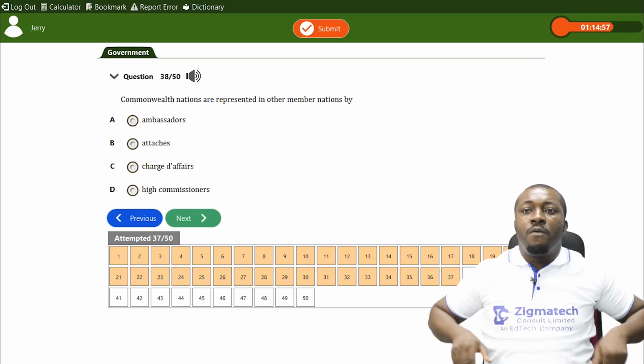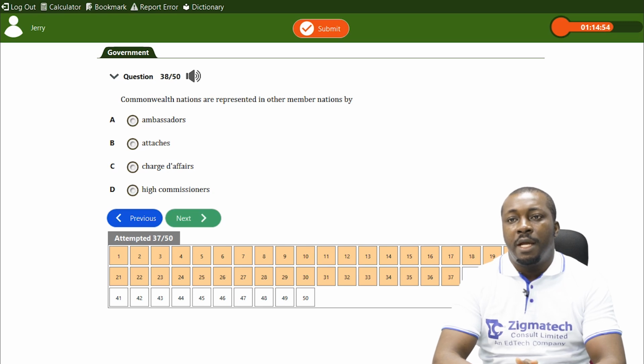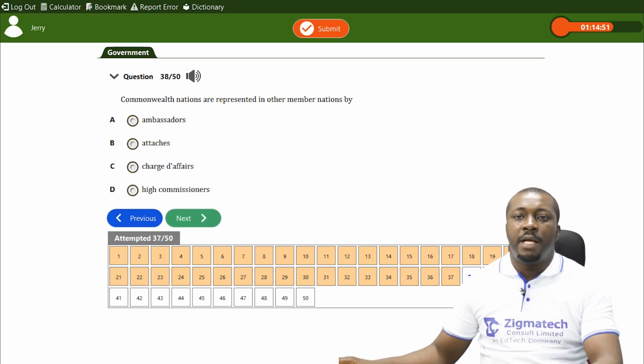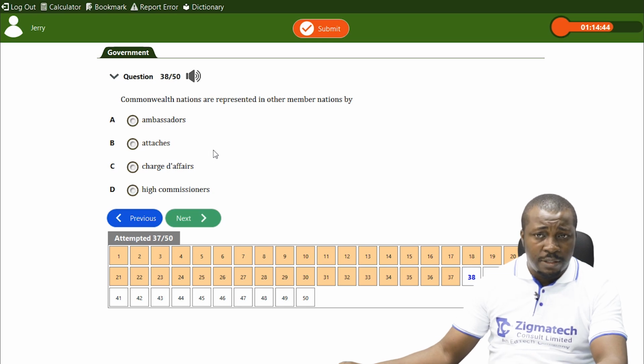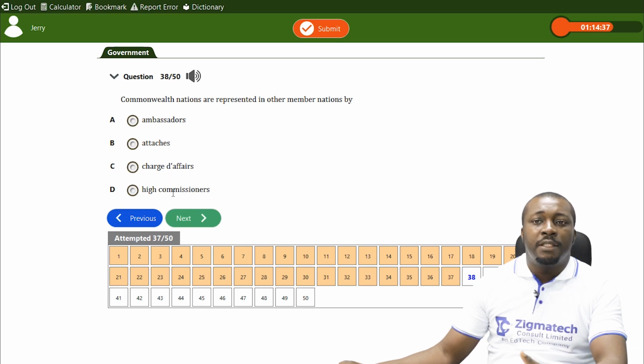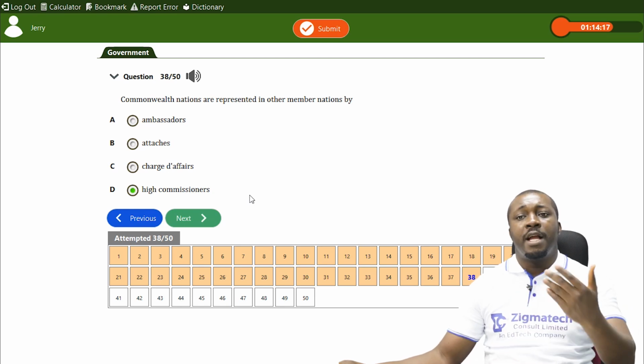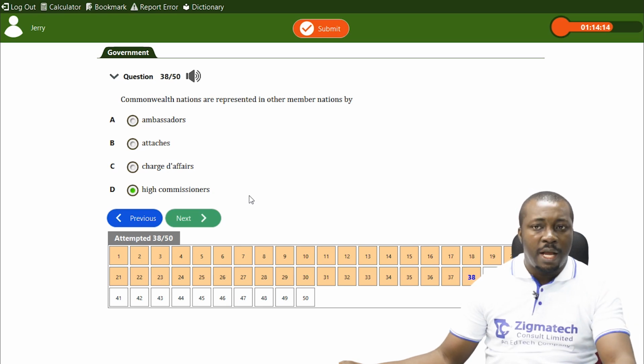Question 38. Commonwealth nations are represented in other member nations by, A says ambassadors. Now, ambassadors, you see them when you talk about United Nations member countries. It's high commissioners. That is why in Nigeria, you talk about the Canadian High Commission, South African High Commission, British High Commission. All these countries I mentioned are members of the Commonwealth. So they exchange high commissions. They don't use embassies, but high commissions, and the heads of the high commissions are the high commissioners. So Commonwealth nations are represented by high commissioners.